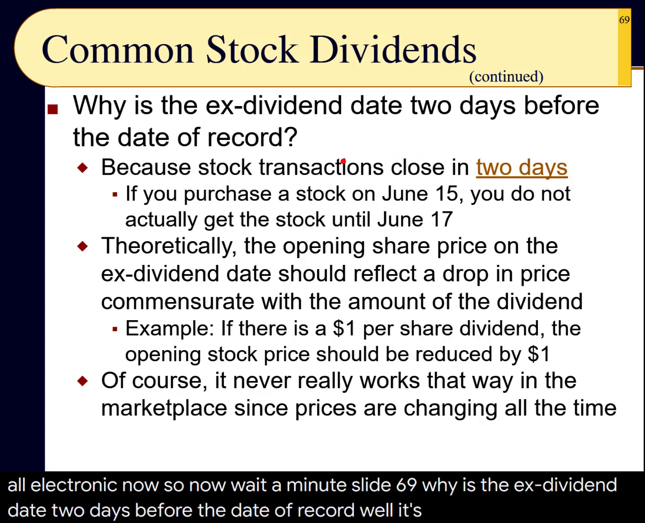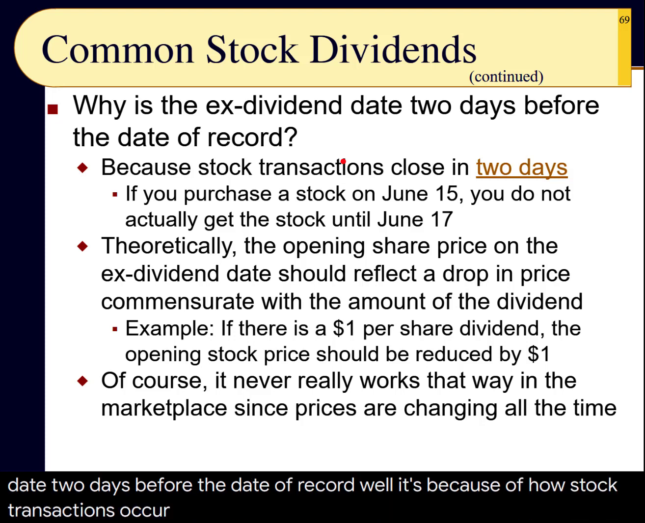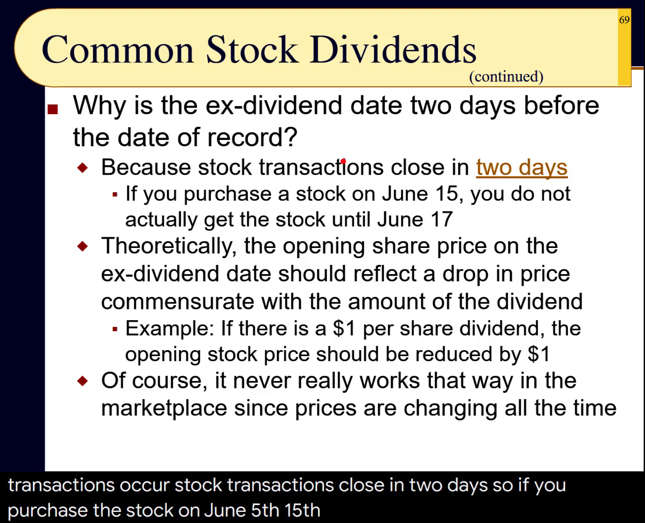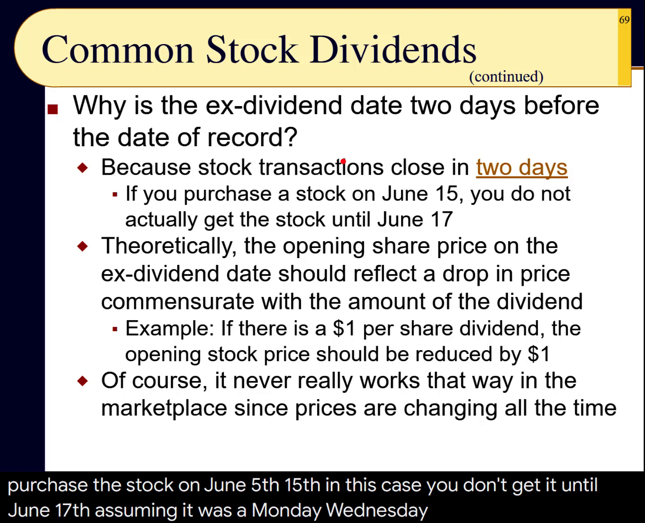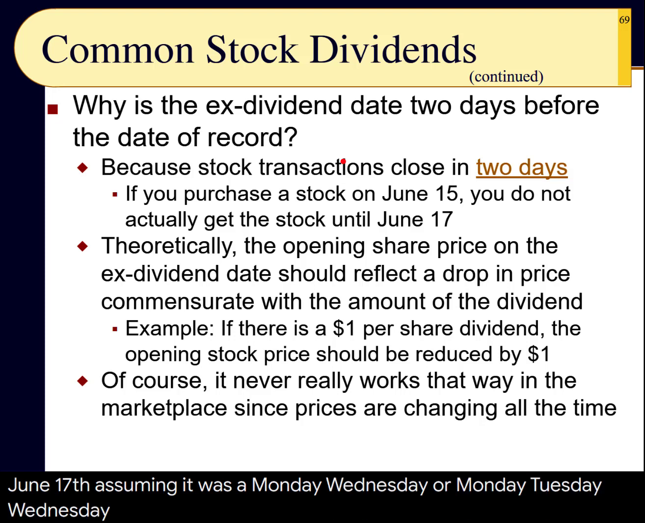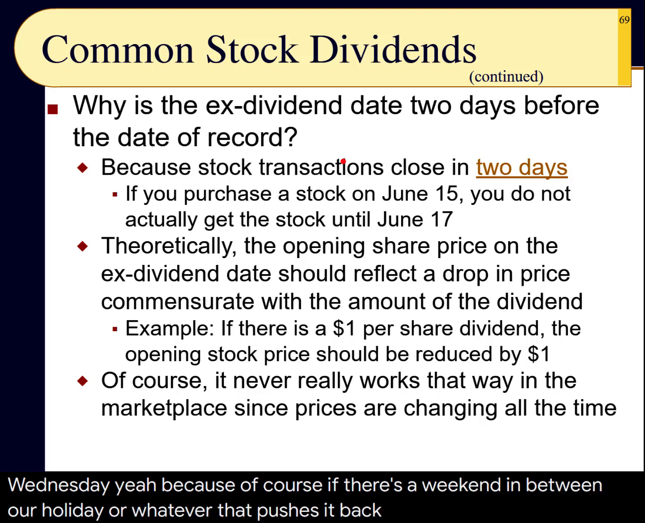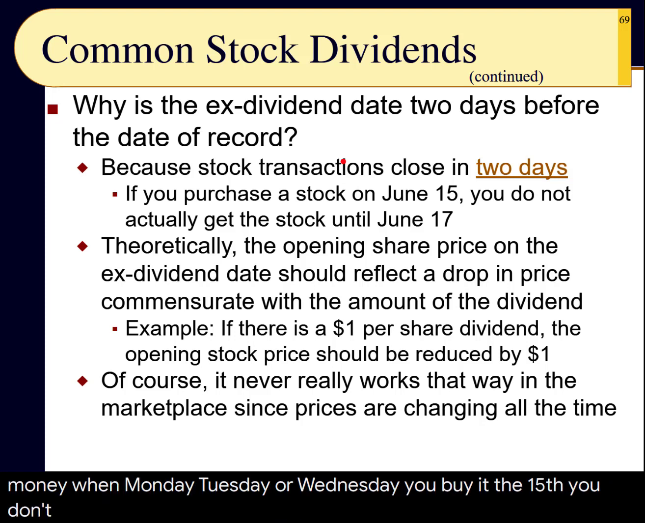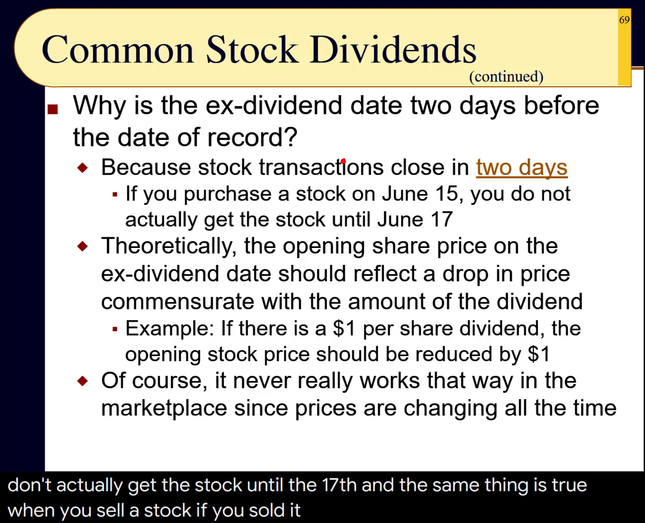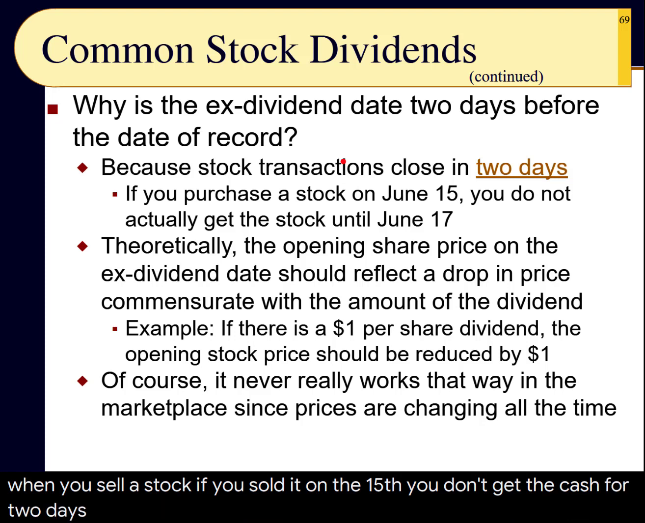Well, it's because of how stock transactions occur. Stock transactions close in 2 days. So if you purchase the stock on June 15th, in this case, you don't get it until June 17th, assuming it was a Monday, Tuesday, or Wednesday. Because of course, if there's a weekend in between or a holiday or whatever, that pushes it back. You buy it the 15th, you don't actually get the stock until the 17th. And the same thing is true when you sell a stock. If you sold it on the 15th, you don't get the cash for 2 days.